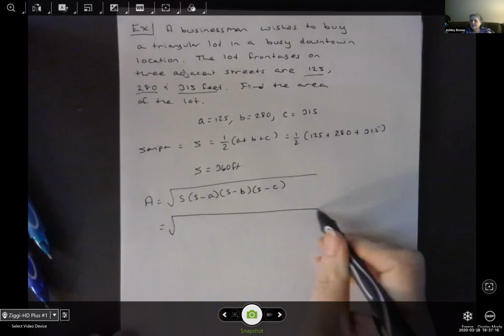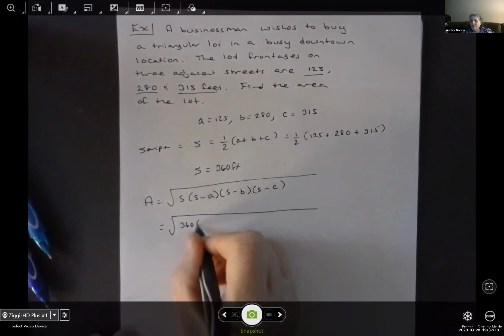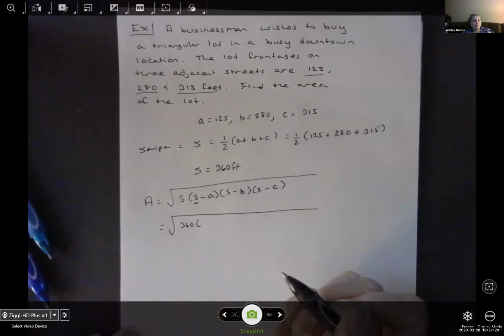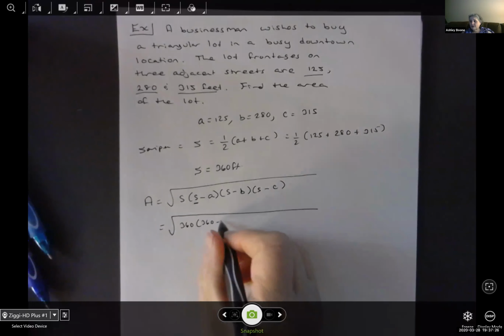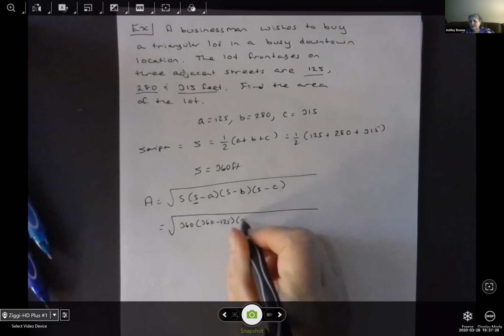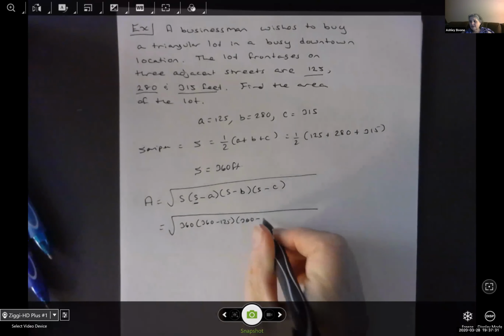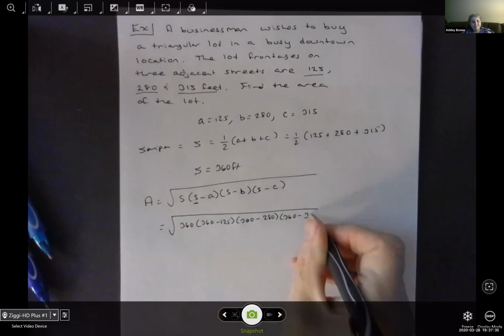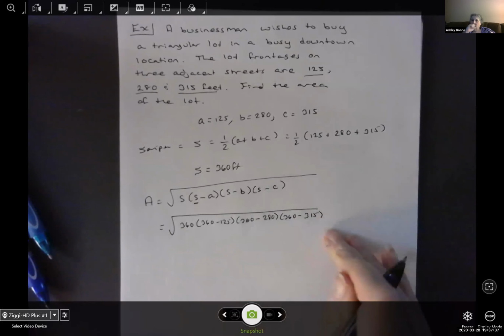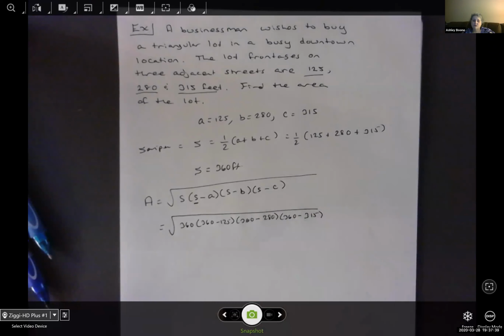Okay, so we know what S is. It's 360. Always start with the semi-perimeter, not the side itself. So A was 125, so I'm going to go 360 minus 125 times 360 minus the 280 times 360 minus the 315, okay? I'm going to do this big old thing. You can simplify what's underneath first if you want to, or you can just do the whole big old square root.